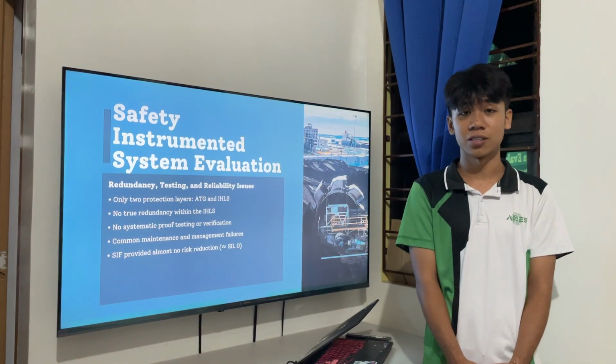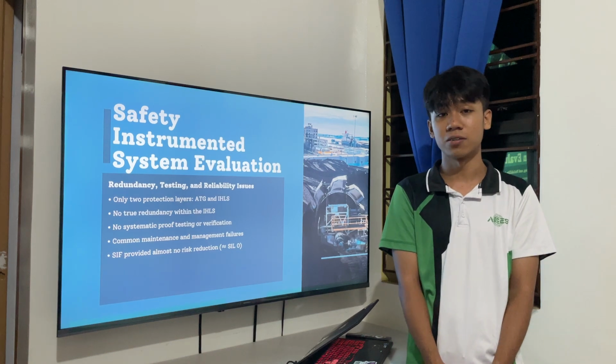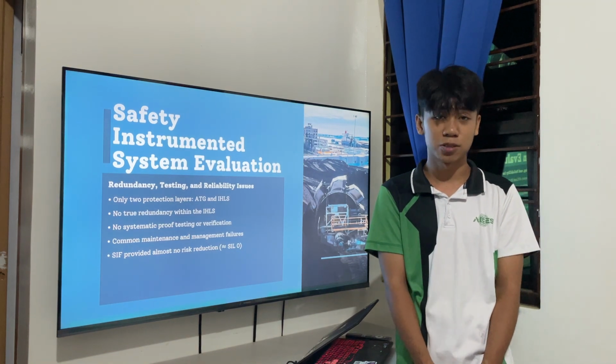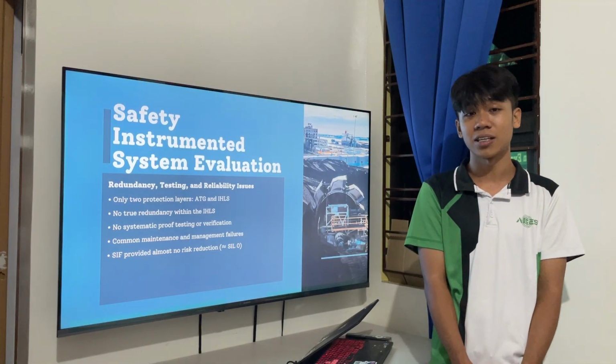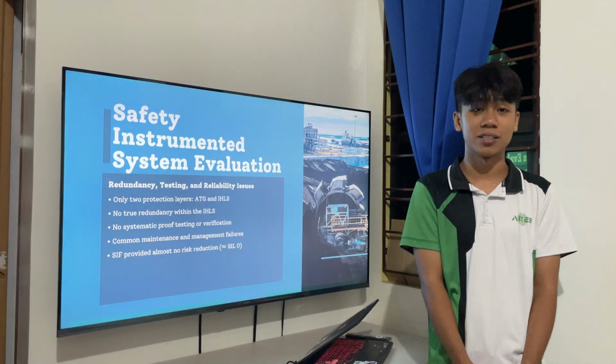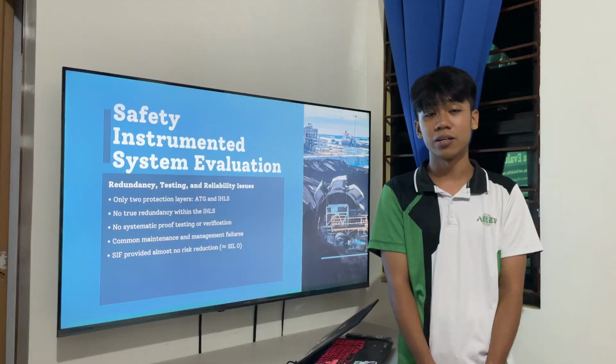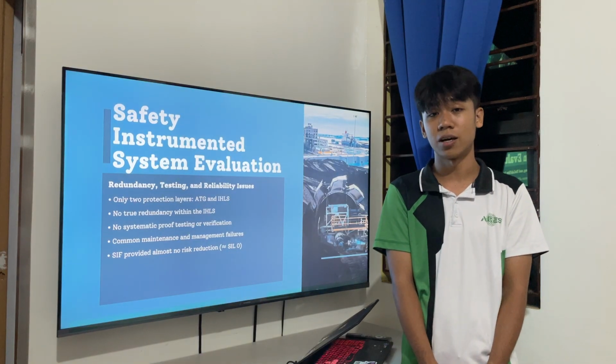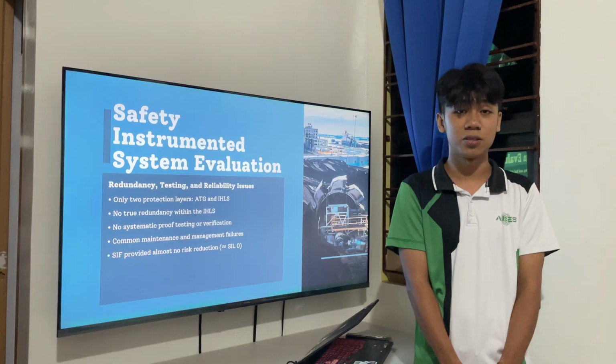Additionally, common failures such as poor maintenance, lack of understanding of safety critical equipment, and acceptance of unreliable instruments affected both the BPCS and the SIF at the same time. This shows that redundancy is ineffective when systematic management failures undermine all safety layers.